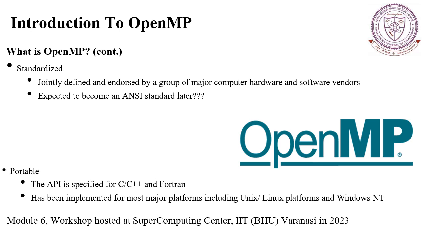OpenMP is a standardization API that is jointly defined and endorsed by major compute hardware and software vendors. It has emerged as a de facto standard for shared memory parallel programming. It is expected to become an ANSI standard in the future. So OpenMP stands for Open Multiprocessing: an open specification for multiprocessing achieved through collaborative work between interested parties from the hardware and software industry, government, and academia.